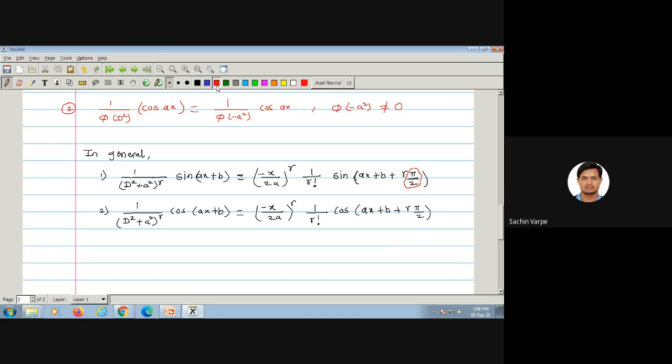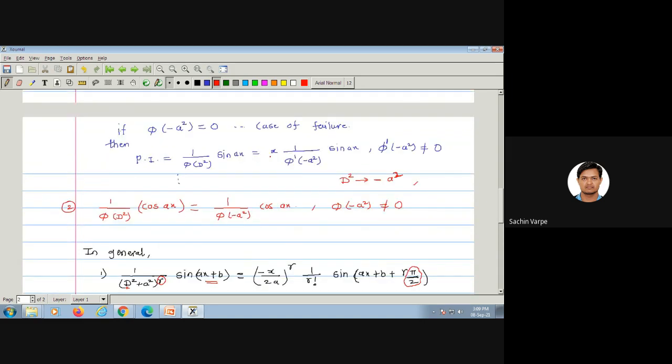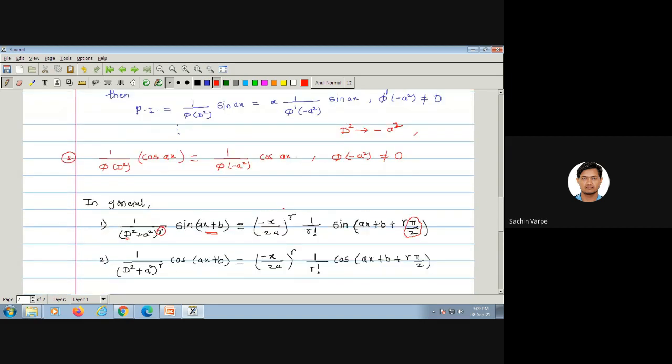So we can see here, if I replace d square by minus a square, what is a? A is the coefficient of x in the angle, sine of ax plus b. So when I replace this d square by minus a square, I'll be getting this case of failure factor. How many times? R times, isn't it? So if this r is very large, then it is not manually possible to take the successive differentiation just like above, isn't it? For 1 or 2, it is okay.